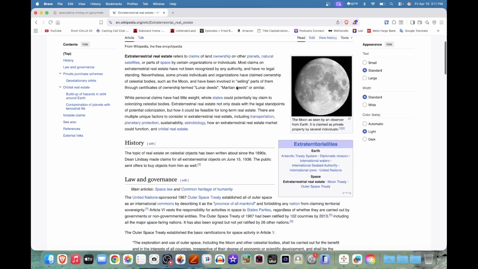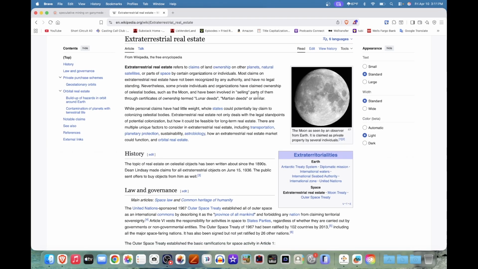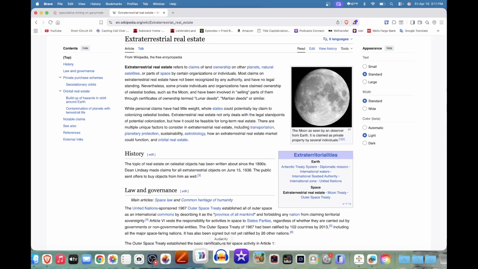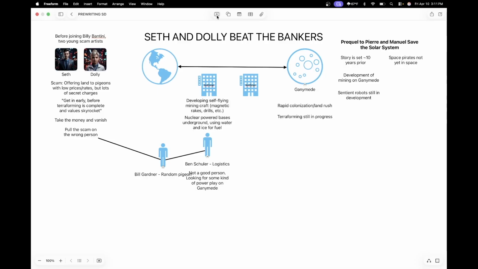All right, let's see. Extraterrestrial real estate. Claims of land ownership on other planets, natural satellites, or parts of space. Most claims on extraterrestrial real estate have not been recognized by any authority and have no legal standing. Some private individuals and organizations have claimed ownership of celestial bodies such as the moon, and have been involved in selling parts of them through certificates of ownership. Oh, that's another big scam that Seth and Dolly could do, exactly. Martian deeds. And you know what? There's a cute name we could use for that. We'll call them Ganadeeds.